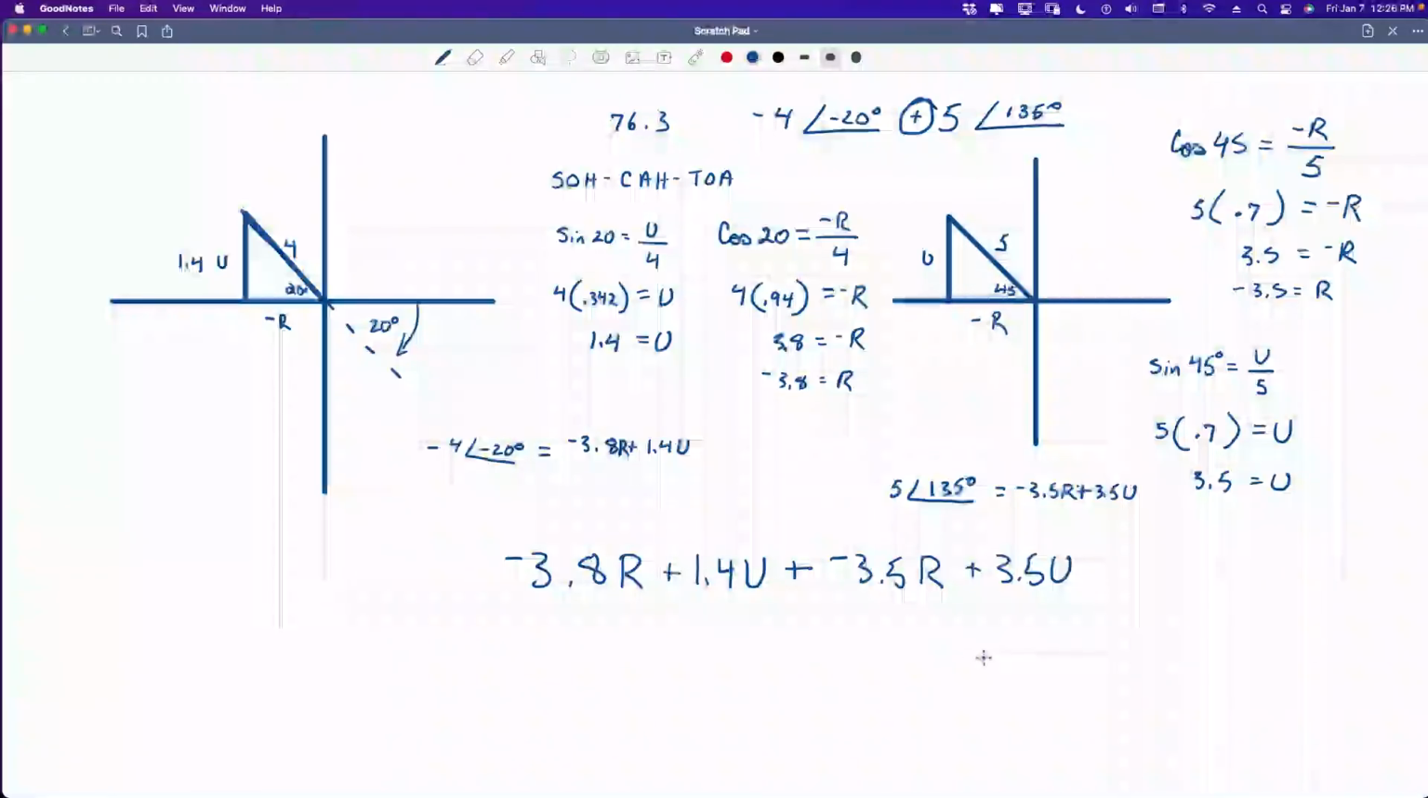So what do we do? Like terms. We add the r's together, then we add the u's together. So 3.8 plus 3.5, they're both negative, so we add them and keep the same sign. That is going to be 7.3. Yes, negative 7.3 r. And then we have 1.4 and 3.5, so it's plus 4.9 u. And that's exactly what the book has. Hallelujah, we got it right.